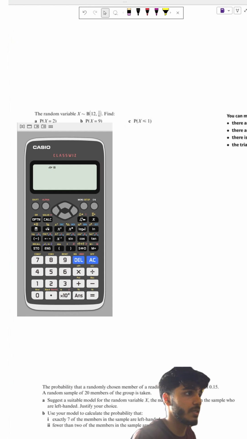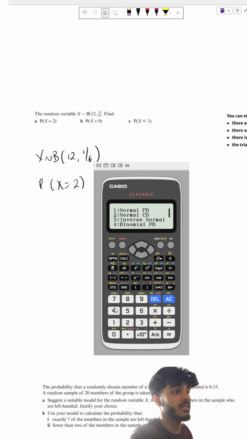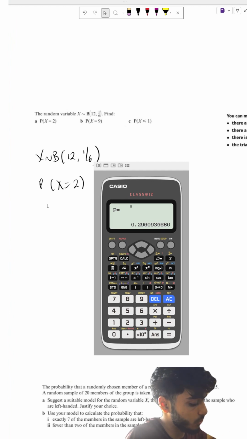So I'm going to go to this calculator, go to menu, go to distribution, and go to binomial PD, because if I use CD, that's everything less than or equal to. I'm going to do variable. My x is going to be 2, my n is going to be 12, and my probability is 1/6, and that gives me 0.296.